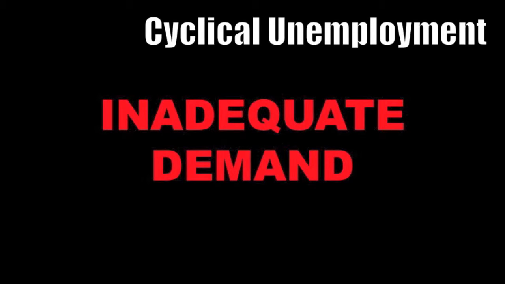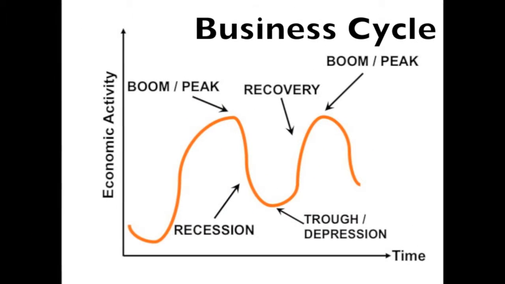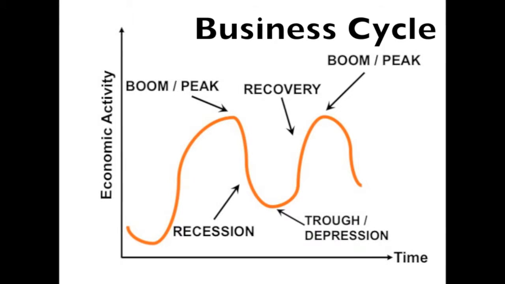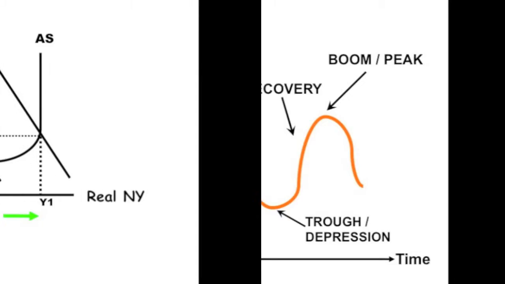Lastly, another type of unemployment is cyclical unemployment. It is caused by the inadequate demand for a country's goods due to weak foreign and domestic demand. This may be brought about by economic downturns of trading partners or downturns in the domestic economy, which can be explained by the business cycle.